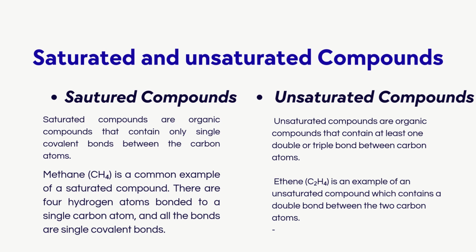Unsaturated compounds are organic substances that feature at least one double or triple bond connecting carbon atoms. Ethene, C2H4, serves as an example of an unsaturated compound, characterized by a double bond between its 2 carbon atoms.